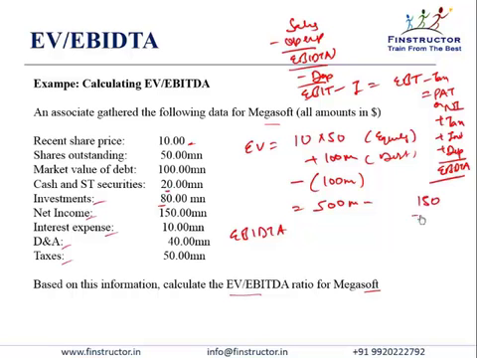So the net income is given to be 150. The taxes paid are given to be 50. The interest expense is given to be 10. The depreciation is given to be 40, which will give us the EBITDA as $250 million, or the EV/EBITDA ratio comes out to be 500 divided by 250, which is 2 times.